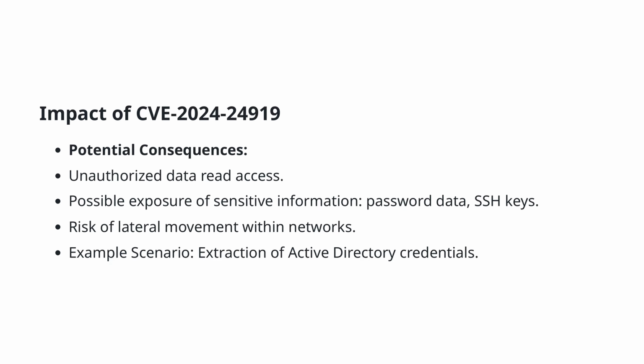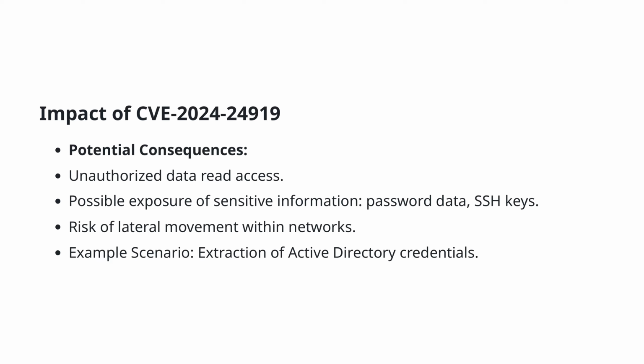On this slide, we focus on the impact of the CVE-2024-24919 vulnerability. If this vulnerability is exploited, there are several serious potential consequences. Unauthorized data read access is one of the primary risks, which means that attackers could potentially read data they shouldn't have access to. This could lead to the exposure of sensitive information, such as passwords or SSH keys.